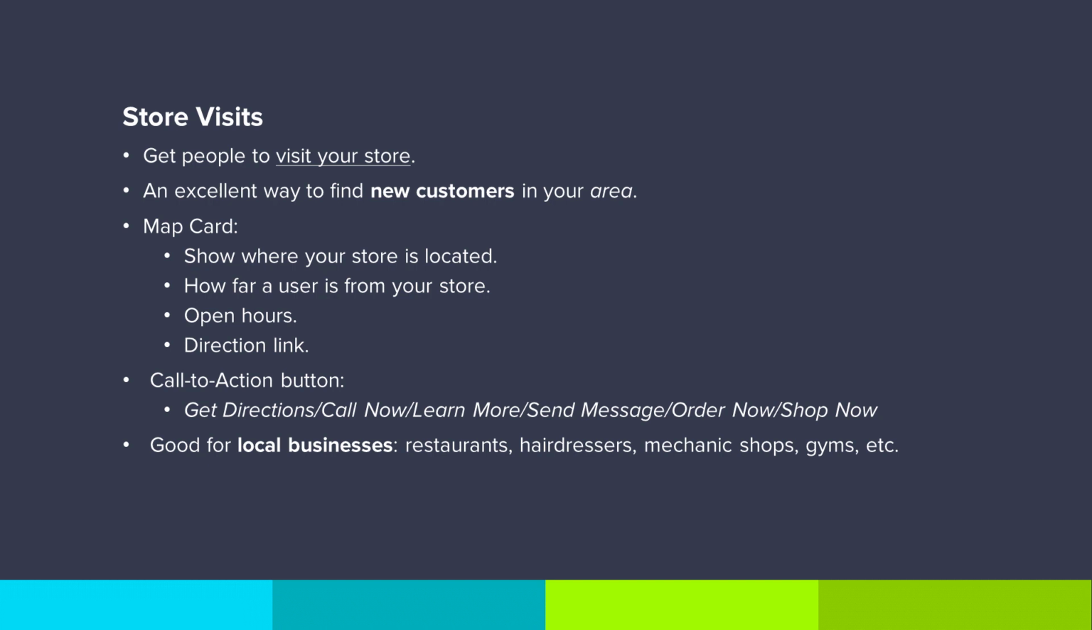There are two main features that are different when choosing this objective. Firstly, the map card, which will allow you to share the details of where your business is located, the distance of the user to your business location, hours of operation, and a direction link. Isn't that cool? The second feature is your call to action button. You will be able to choose from Get Directions, Call Now, Learn More, Send Message, Order Now, and Shop Now, making it even easier for your customers to get in touch.